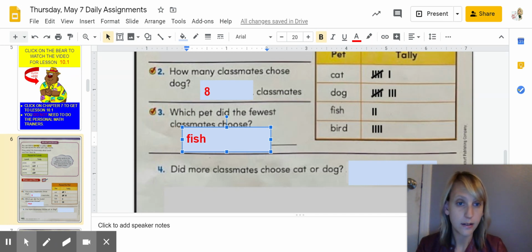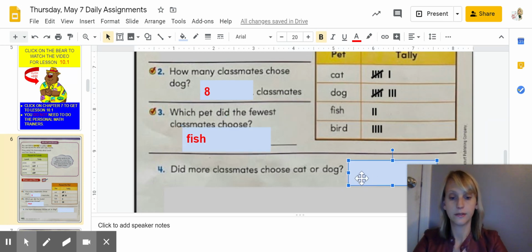Did more classmates choose cat or dog? It looks like we have 5, 6 for the cat, and then 5, 6, 7, 8 for the dog. So if a cat has 6 and the dog has 8, it must be a dog.